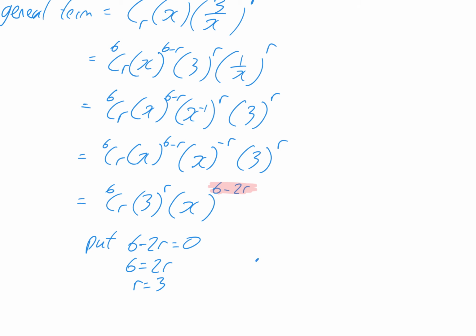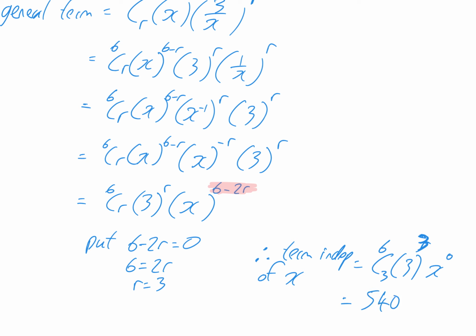So we'll just say, therefore, the term independent of x is just going to be equal to 6C, and instead of r, we've got 3, times 3 to the power of r, 3 to the power of 3, I should have said, and then that x is going to be to the power of 0. And then if you just do that on your calculator, I'll just do that now, 6C3, and then times 3 cubed, or 3 to the power of 3, that got me 540.